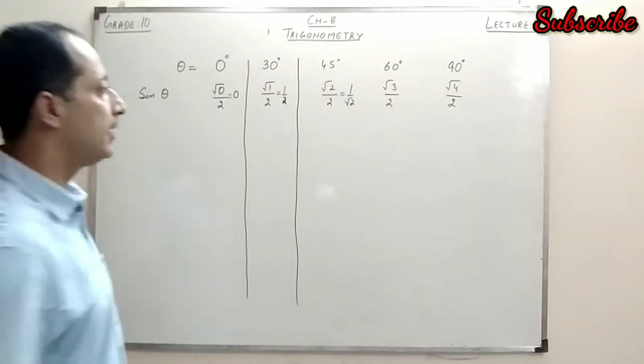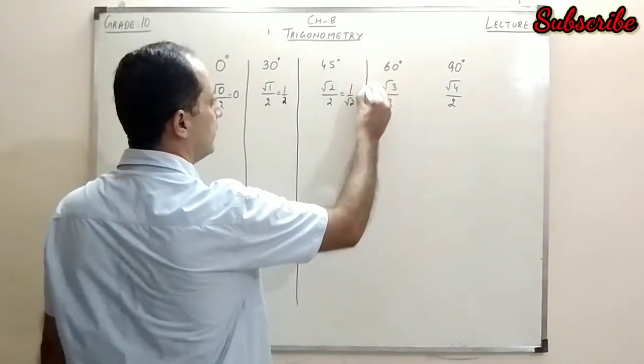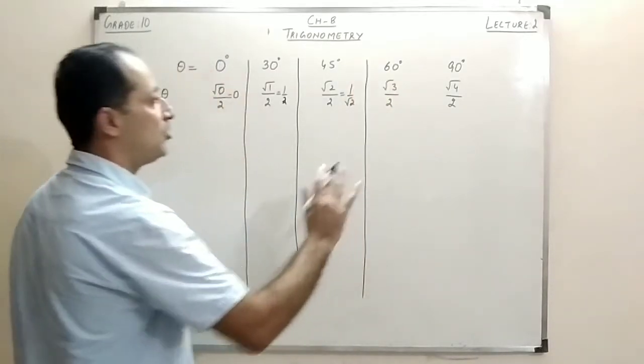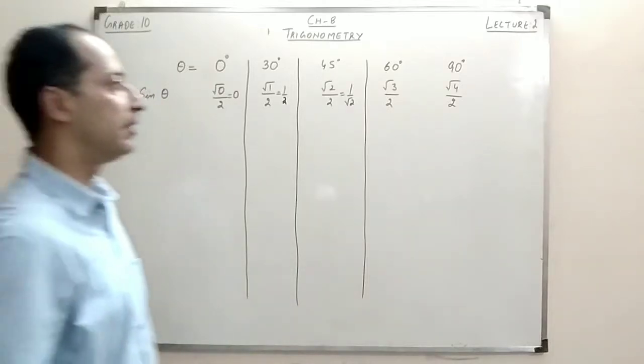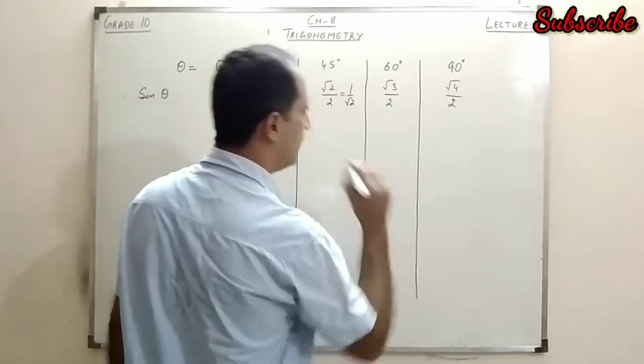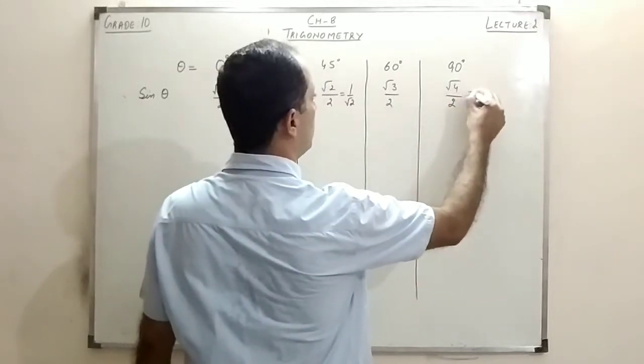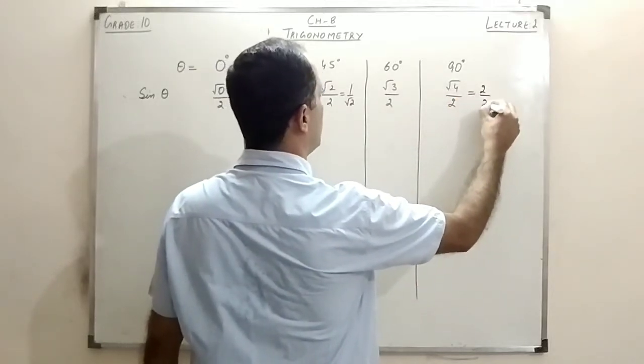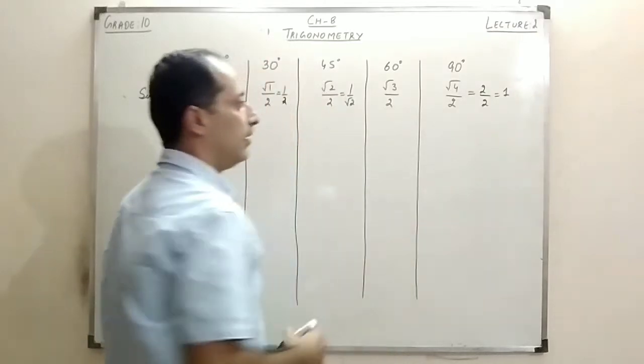Now for 60 degree, there is no change because we cannot simplify this. But when we talk about sine 90, square root of 4 is 2 and 2 by 2 is 1.